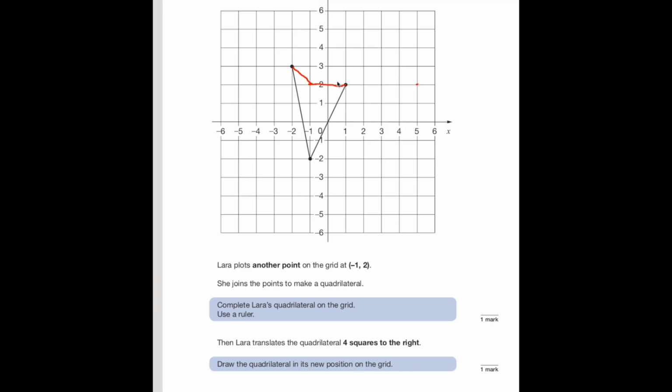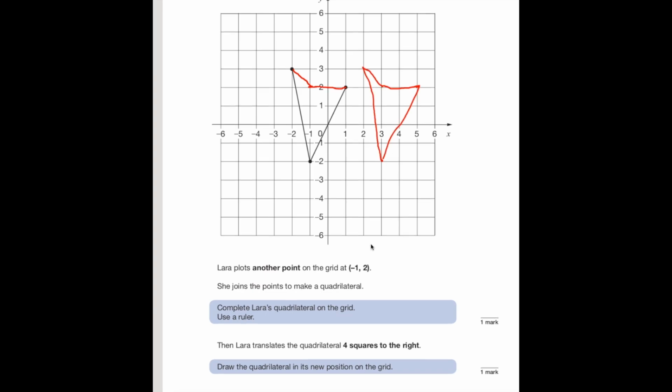This one here is 1, 2 away, so that one would be here. This one is going to be 1, 2, 3, 4. That's going to be there. And lastly, this one is going to be 1, 2, 3, 4. That's going to be there. And all you need to do again is use a ruler to join those up. So it will look something roughly like that, but obviously a lot neater.